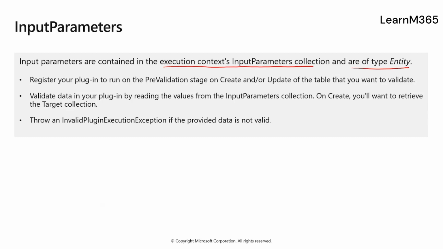So what steps you can follow? Register your plugin to run on pre-validation stage, on create or update of the table that you wanted to validate, and then validate data in your plugin by reading the values from input parameter collection. On create, you want to retrieve the target collection, and if it is having any problem, you can throw an invalid plugin execution exception if the provided data is not valid. So this is the way you can make use of this input parameter.